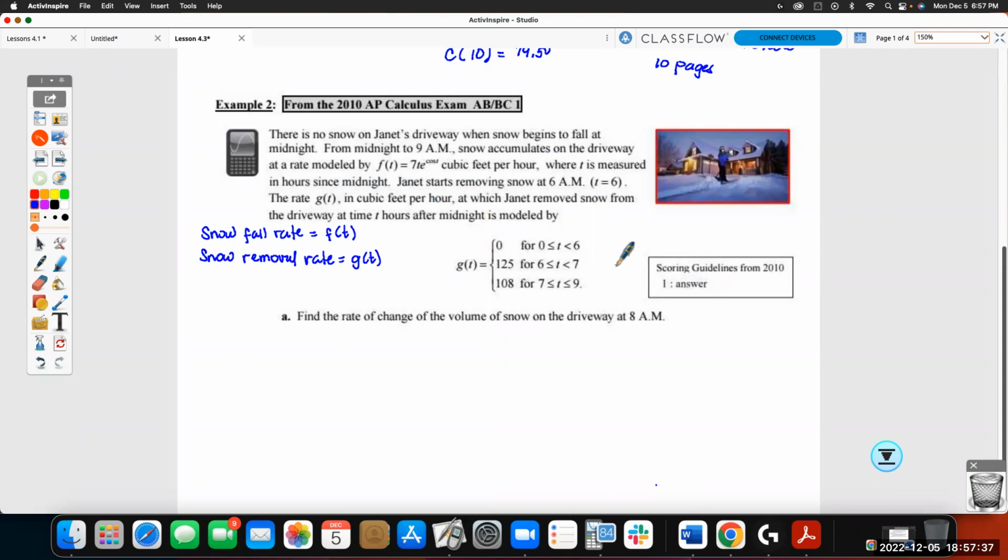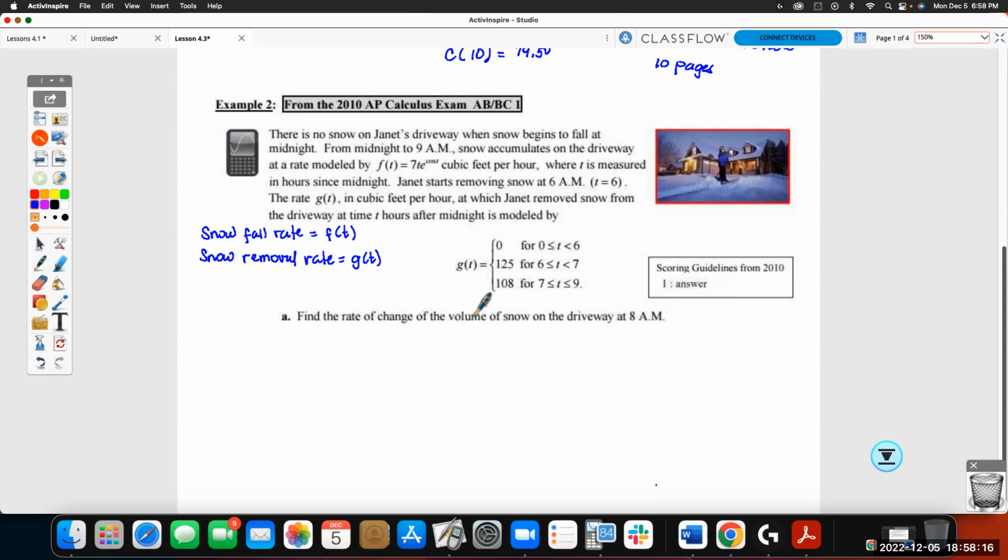That's all horizontal lines. Since 0 represents midnight, from 0 to 6, Janet is still sleeping, so the rate of removal is 0. When she woke up at 6, from 6 a.m. to 7 a.m., the rate at which Janet is removing snow is 125 cubic feet per hour. And then from 7 a.m. to 9 a.m., it is 108 cubic feet per hour. Okay, so let's take a look at the problem.